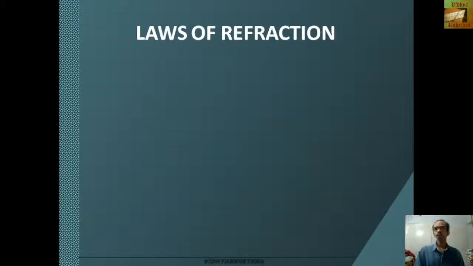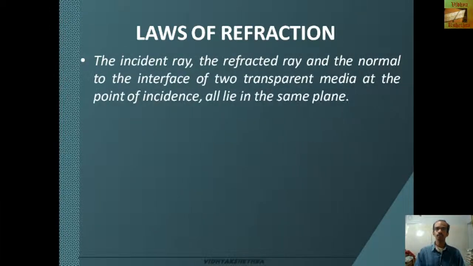Now, laws of refraction. These laws of refraction were found out after doing many experiments. After doing many experiments, certain general principles were arrived at. The first law of refraction states that the incident ray, the refracted ray, and the normal to the interface of two transparent media at the point of incidence all lie in the same plane.